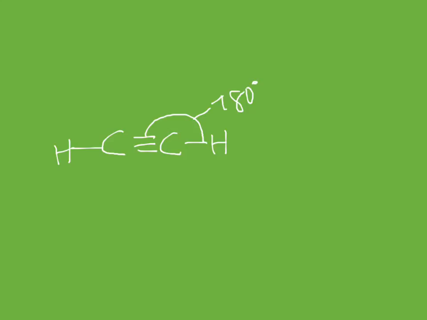This is what we mean here, if you can recall. This is your ethyne. You have your hydrogen here. So the bond angles here is 180 degrees. And the shape is a linear shape.